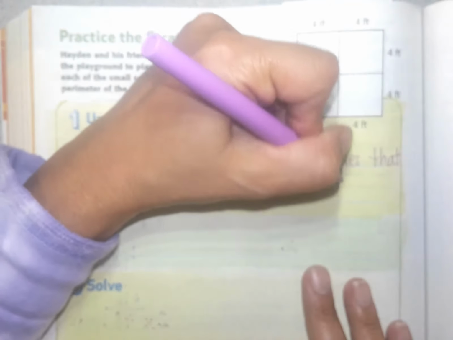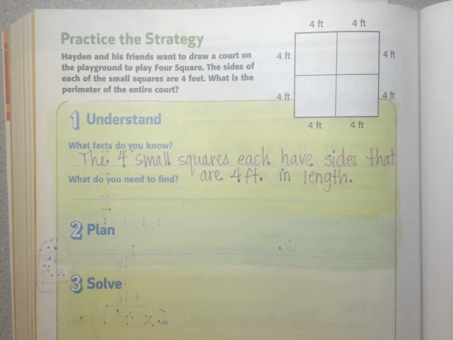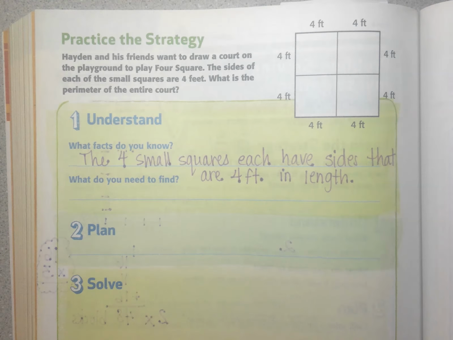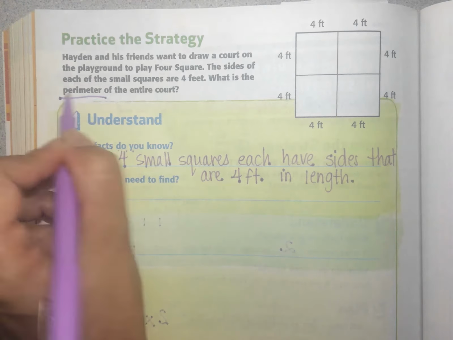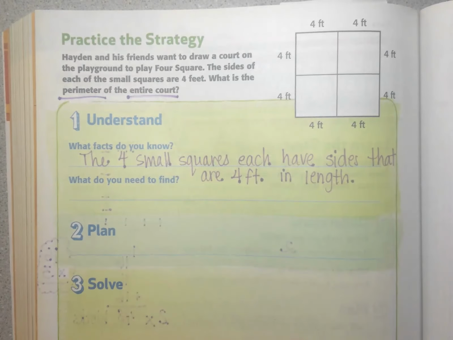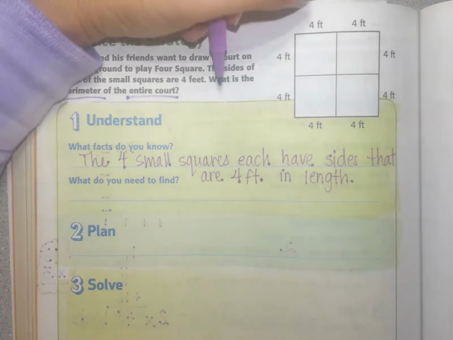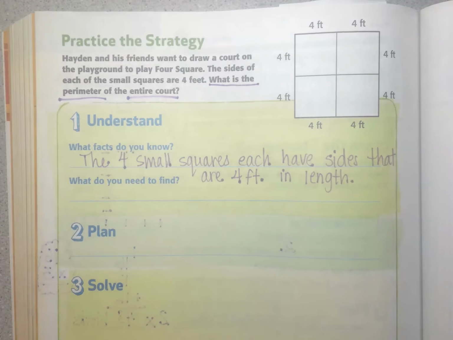Don't leave out feet or inches or whatever applies to the problem. What do we need to find? We need to find the perimeter of the entire court. When it asks you what you need to find, you get that from the question that's always at the end of the word problem.